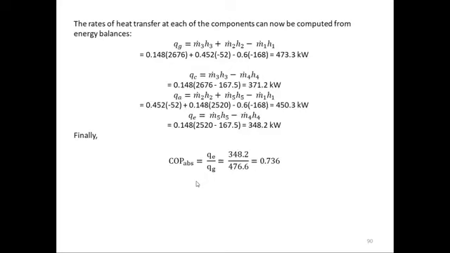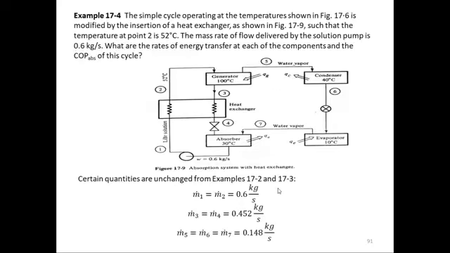QE is the refrigerating effect produced, divided by QG, the amount of energy required in the generator. So if we divide the two, we get a 0.736 value. Okay. Next is the example where we have incorporated a heat exchanger into our vapor absorption system.